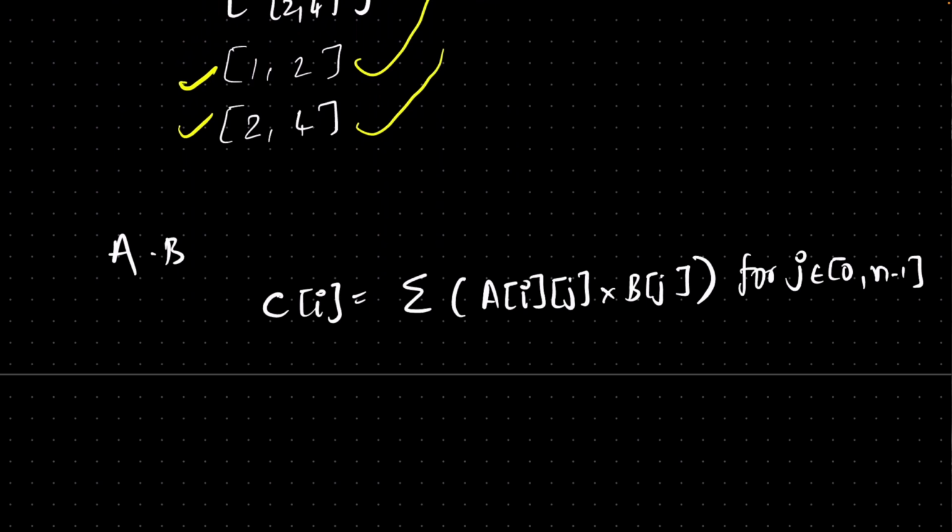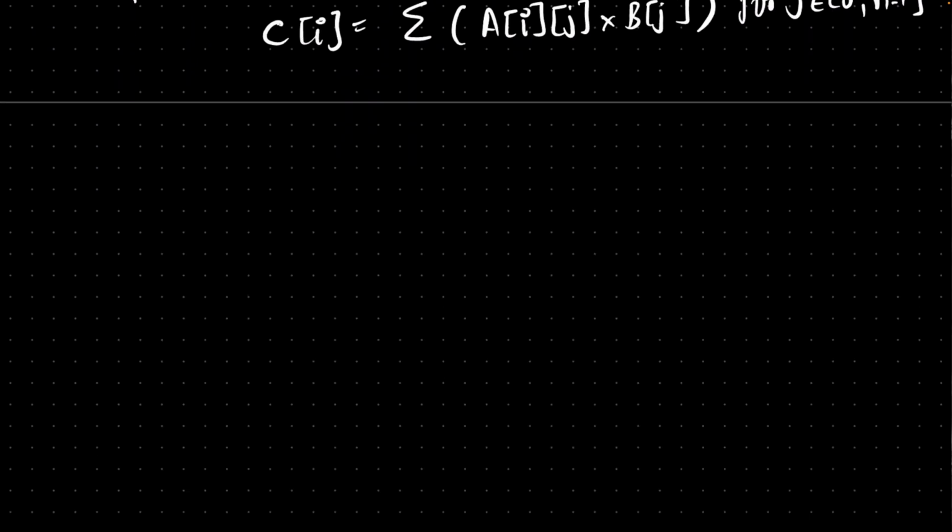So in plain English, for each row in matrix A, multiply each element with the corresponding element in vector B and sum up all these products. Simple. Now let's walk through this example.